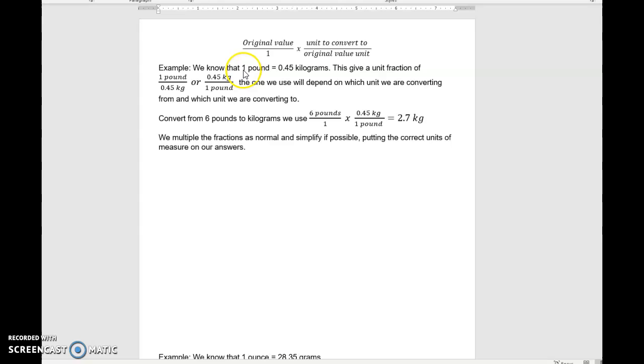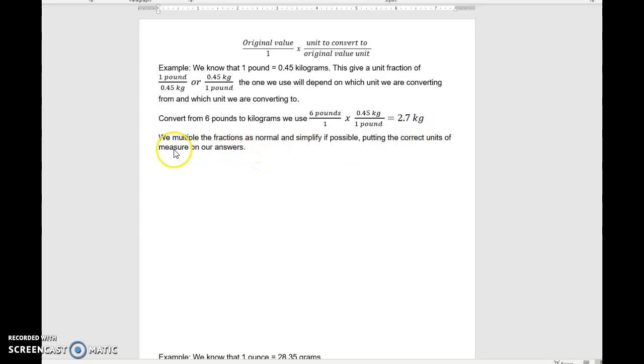So we're going from pounds, I want 6 pounds to kilograms. So if I'm going from pounds to kilograms, I'm going to use this one. I take my original unit of measure, original value, put it over 1, and multiply it by the units to convert to, 0.45 kilograms, which is coming from right here, over the 1 pound, which is coming from right here. I do my multiplication, do my division, and I'm going to get 2.7 kilograms.